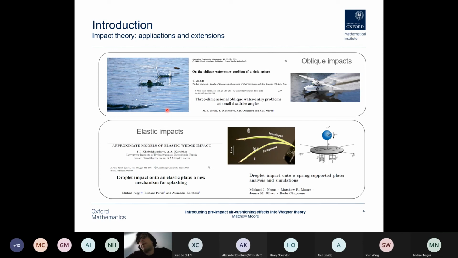Or things such as introducing some elasticity in the substrate, so some compliance. So you're thinking about little droplets of liquid hitting onto a solid, but that solid then bending in response to that. So thinking about this rain droplet hitting a leaf here. So these are things you can build into the classical Wagner problem. So it's of really fundamental interest to a variety of impacts.